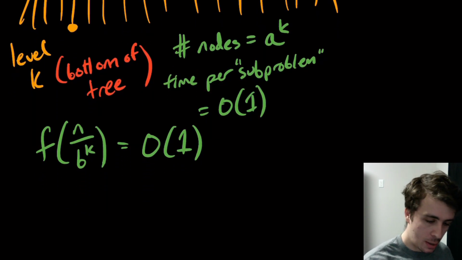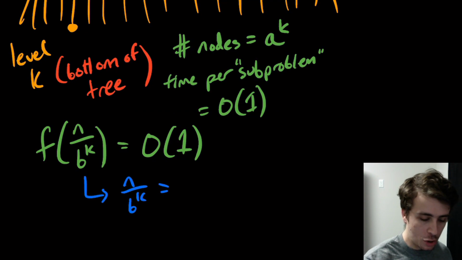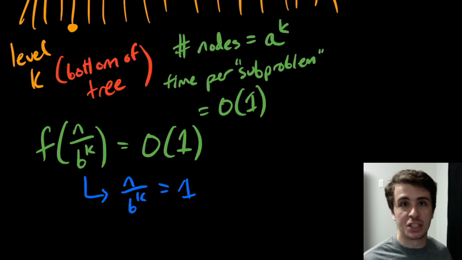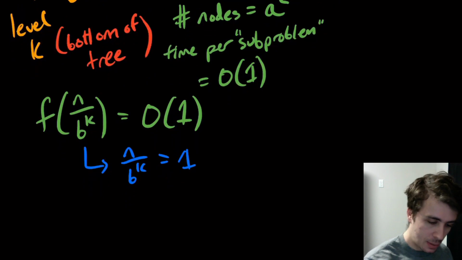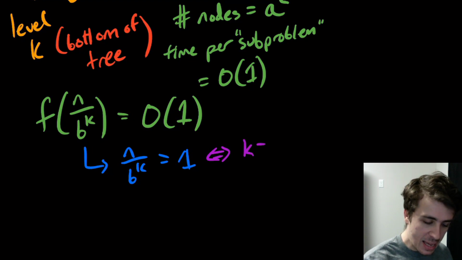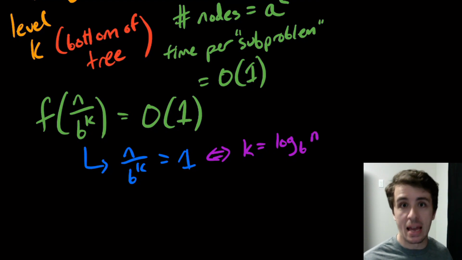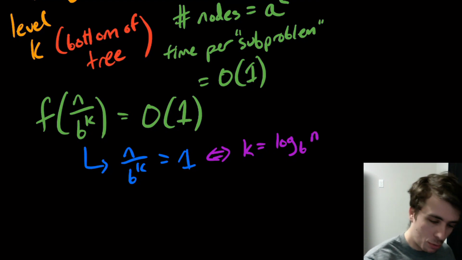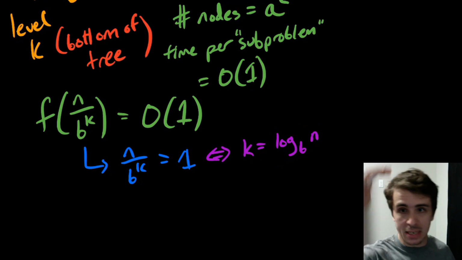only 1. So here, what we're going to say is that n over b to the k is going to be 1. We're just going to assign it to be 1. And then if we solve for k, if you remember your logs, this is the same thing as saying that k is going to be log base b of n. Okay? So log base b of n is the depth of the tree.